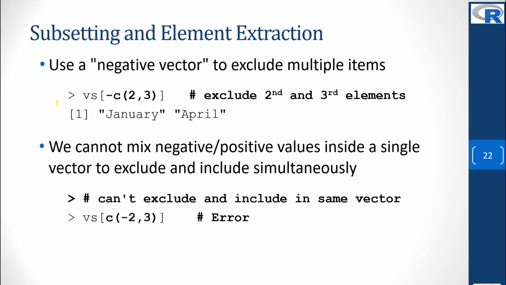Excluding multiple items, put a negative sign in front of the vector. So this says exclude the second and third elements, February and March. And the result is January and April. Have to be careful though, don't mix negative and positives inside that vector, because you're saying exclude and include, and R doesn't like that. You'll get an error if you try to do that.